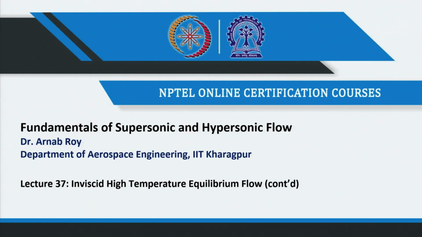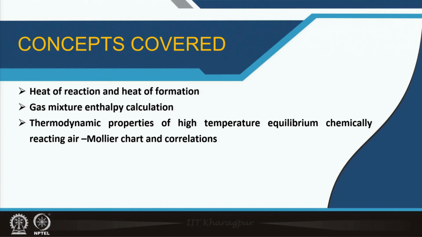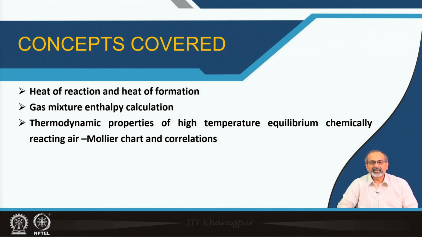In this lecture, we will continue our discussion on introductory aspects of high temperature inviscid equilibrium flow. We would discuss heat of reaction and heat of formation, followed by gas mixture enthalpy calculation, and then finally, we will look at thermodynamic properties of high temperature equilibrium chemically reacting air using Mollier chart and some polynomial correlations.